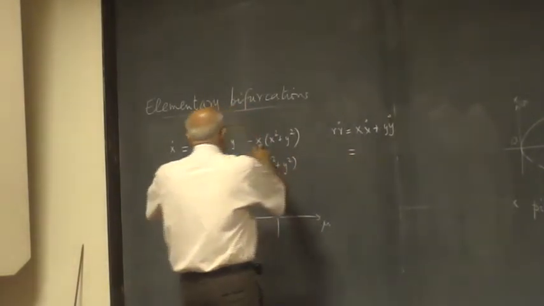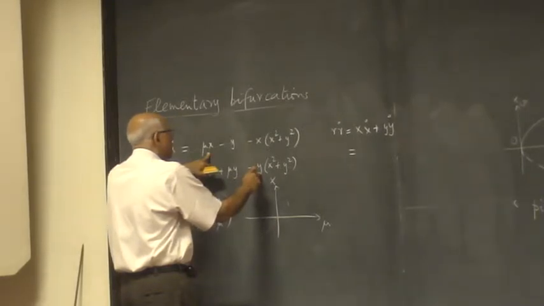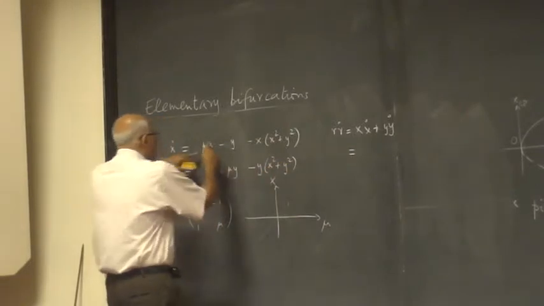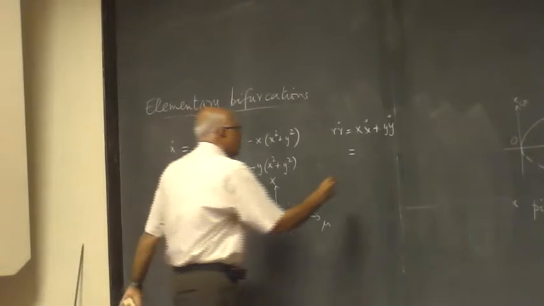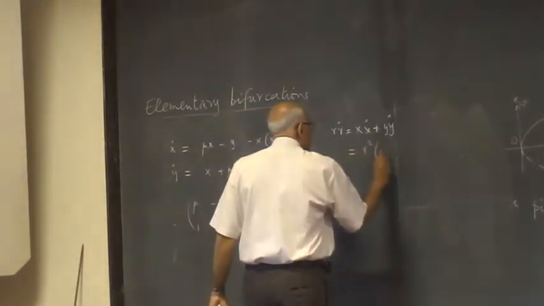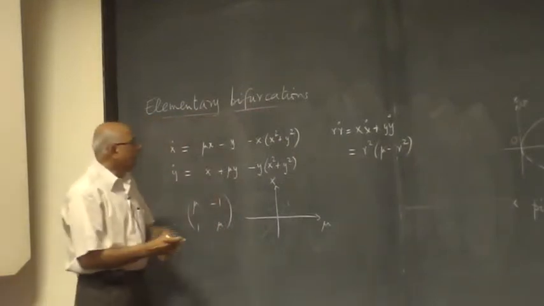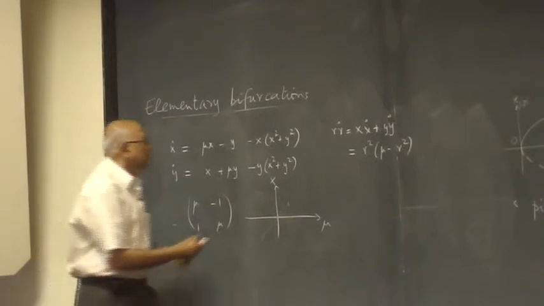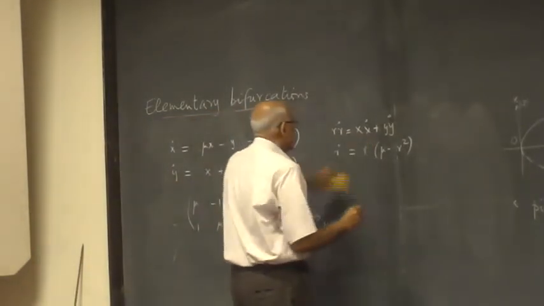This is going to give me an r squared when I add up these two terms with a minus, and then there's another r squared, so it's minus r to the fourth, and this will give me this, and this is going to be plus mu r squared. So it's r squared times mu minus, and these two terms cancel. You can adjust it so that they cancel. So it immediately implies r dot is r times mu minus this.